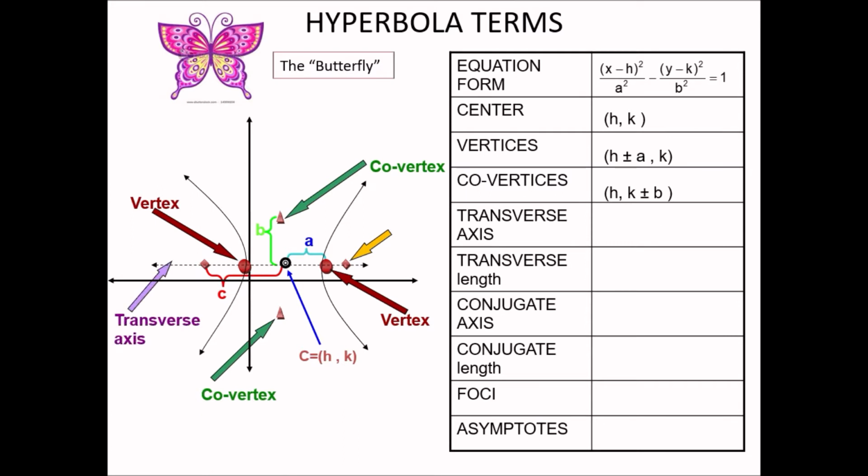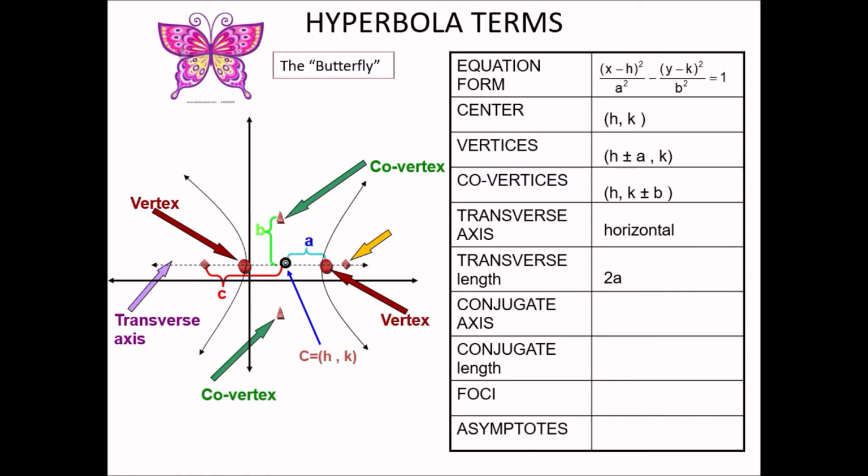Yung transverse axis natin is horizontal. Paano naman yung length niya? Length niya is 2a. Bakit 2a? Because yung distance from center to any of the vertices is a. That is unit a. Kaya, yung transverse length natin from one vertex to another vertex is 2a.